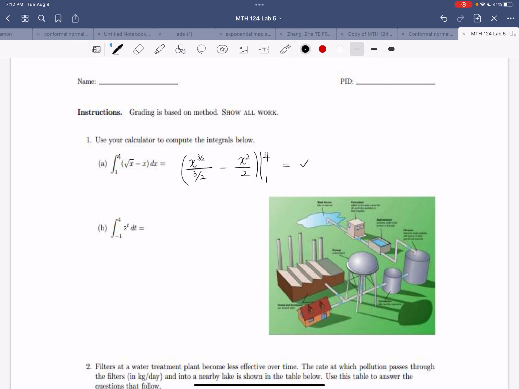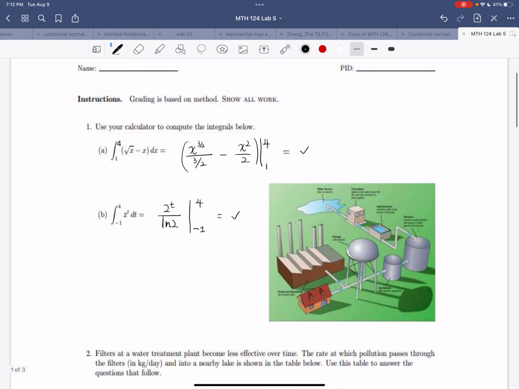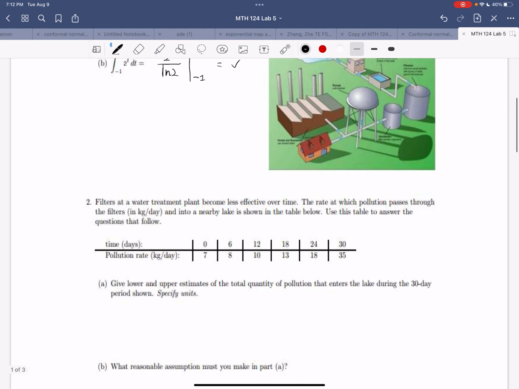Okay, that's this one. The second one, the integral of 2 to the power t, the antiderivative is 2 to the power t over log 2. So again, we evaluate at the boundaries and get one answer, right? That's the second one. Let's look at the second question.